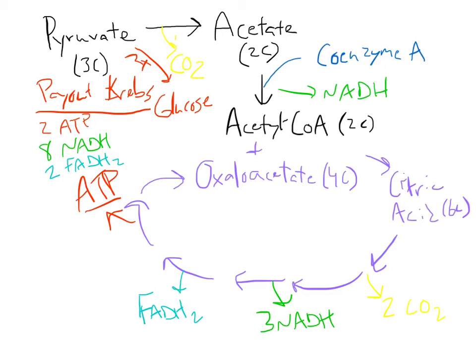Now we want to move on and look at the third part, the electron transport. Now remember, at this point, our carbons are gone. Right? Our sugar is gone. And so all we have left are our electron carriers. We've got NADHs that came from the Krebs cycle and glycolysis, and we've got FADH2s, which came from the Krebs cycle.